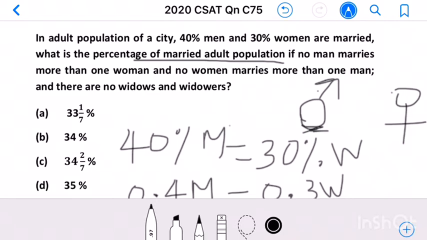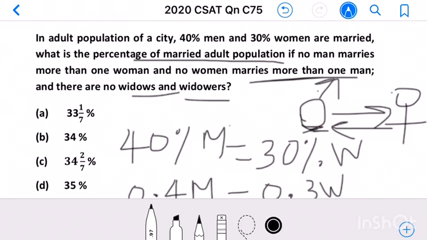Then it is said that no man marries more than one woman. So one man to one woman, and no woman marries more than one man here. Then one woman to one man. Then no widowers and widows. That means if there are 100 married adult men, there will be 100 married adult women.